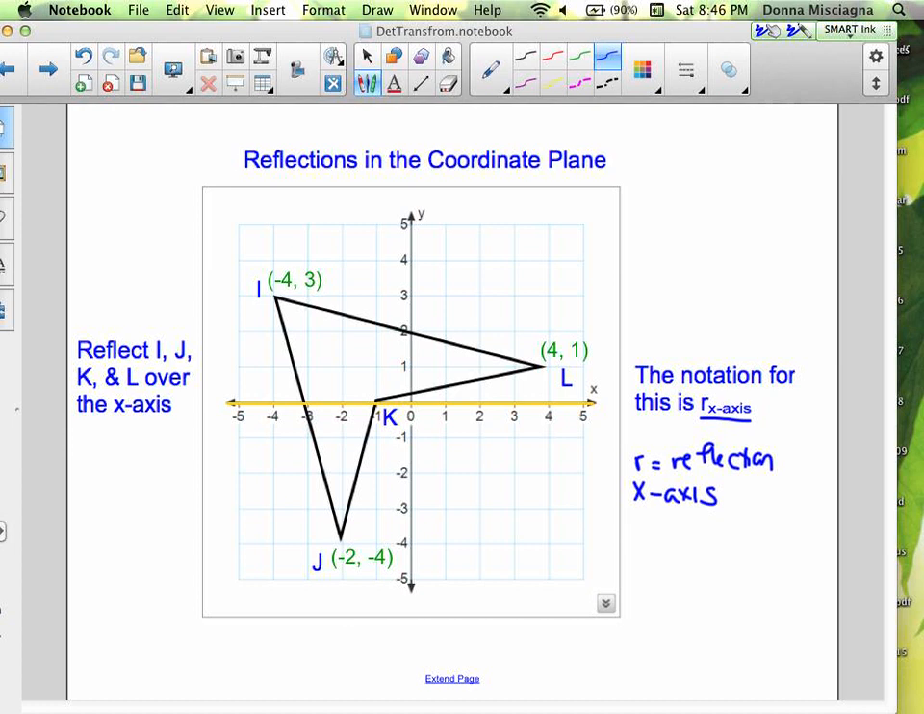All right, so I'm going to just write I over here. So I is the point (-4, 3). I prime, reflecting over the x-axis: keep the x, make the y the opposite. So I prime is (-4, -3).